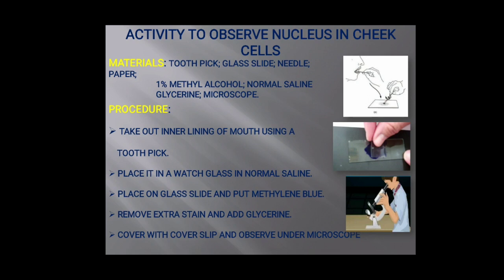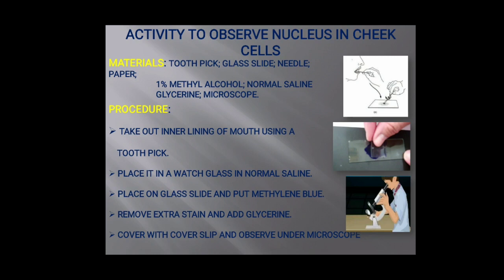For doing that, you need materials like a toothpick or a spatula or an ice cream spoon, glass slide, needle, filter papers, 1% methyl alcohol, normal saline, glycerine and a microscope. Looking into the procedure, first you need to wash your mouth thoroughly and take out the internal lining of your mouth using a toothpick. You have already learnt this activity in the previous video and also in the previous class.